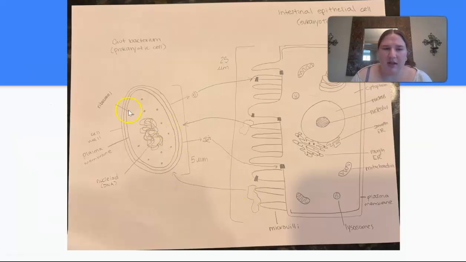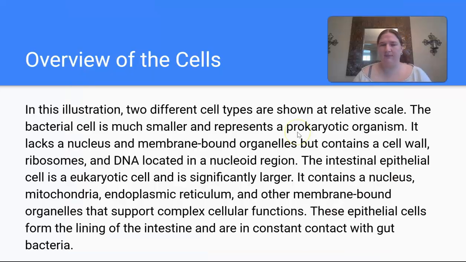So if we go back and look at the picture, here we can see that there is a cell wall, plasma membrane. These dots are the ribosomes in the nucleoid region. This cell is about 5 micrometers large, while the intestinal cell over here is 25 micrometers. It can range from 20 to 30, but this one's about 25.